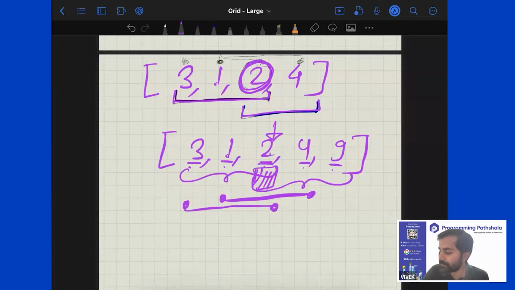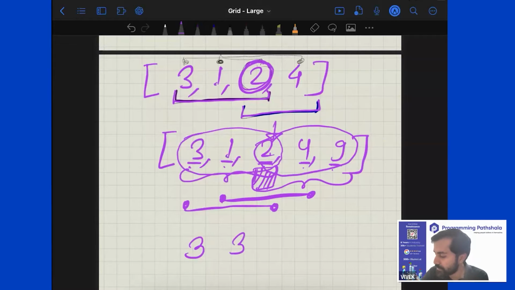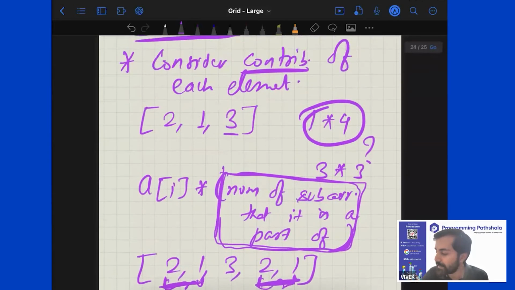So what I can say is that for picking my starting point, how many options do I have? There are 3 options. For picking my ending point, how many options do I have? I have 3 options. So 3 into 3 is 9. So it basically means that there will be 9 subarrays in total which will be passing through this 2 for sure. And thereby the contribution of this 2 will be nothing but 2 multiplied by 9. And you can see that in action over here.